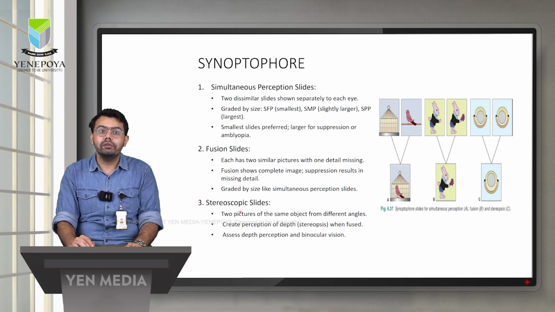And there is one slide which is the stereopsis slide, in which the images in the two slides are different, and if a patient has normal binocular fusion, they will fuse them and get normal stereopsis.